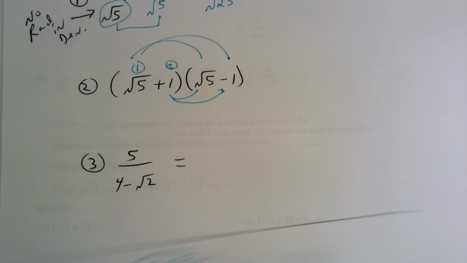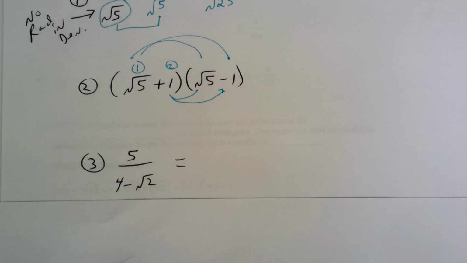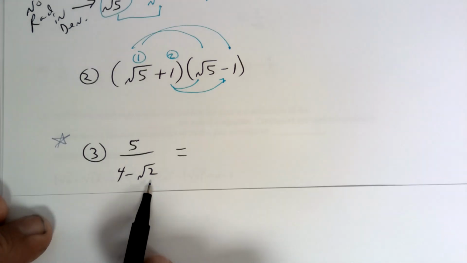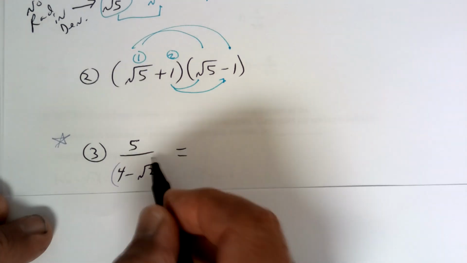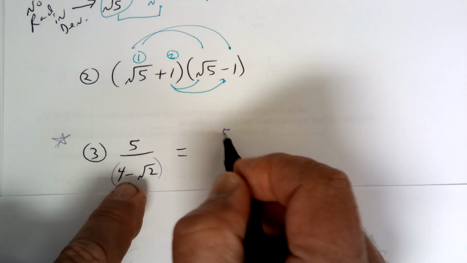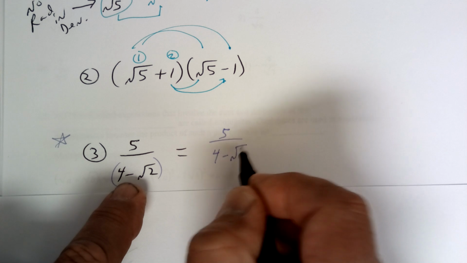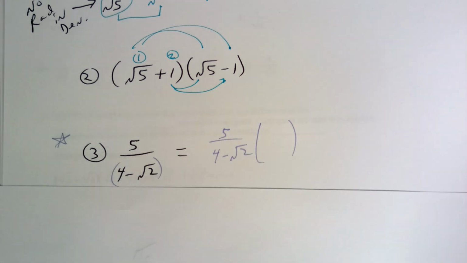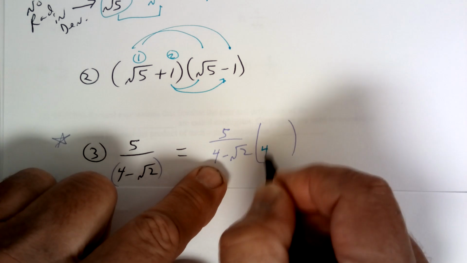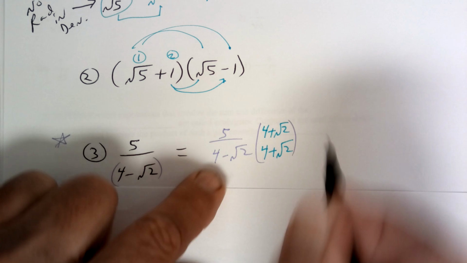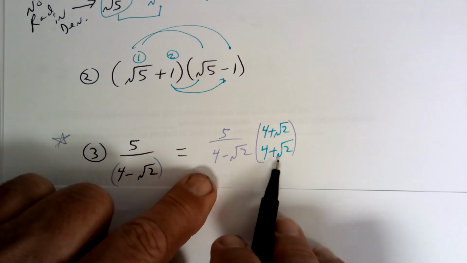Now copy this one down. This one you got to multiply by something called the conjugate. Okay, put a star by this one. You just can't multiply by the square root of 2. You got to multiply by the opposite of this. Okay? So it's going to be 5 over 4 minus the square root of 2 times, now here comes the conjugate. The conjugate here is going to be 4 plus the square root of 2. Okay? So if it's a minus, you put a plus. If it's a plus, you put a minus.